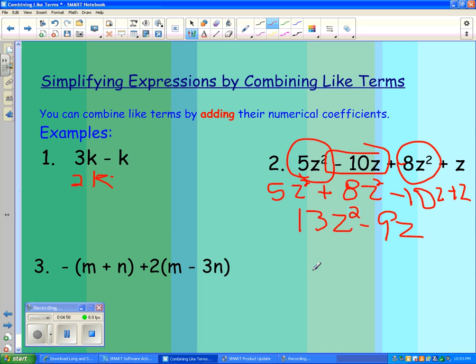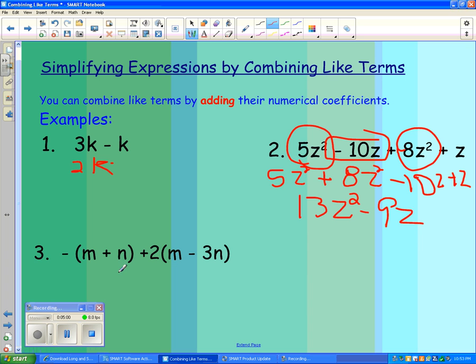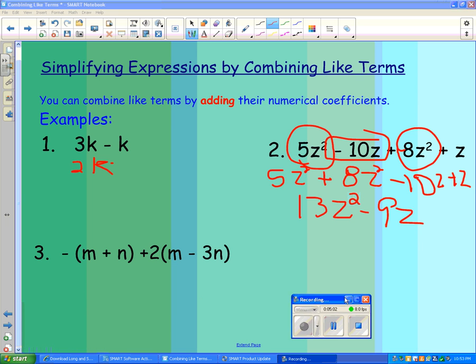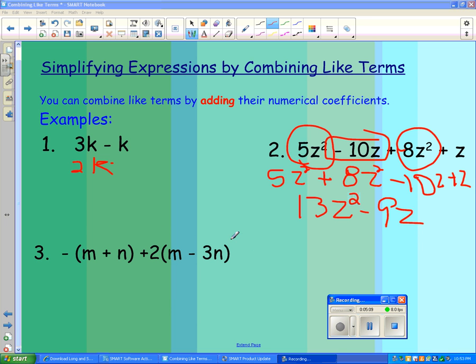Okay, now let's look at one more example. I've got, let me move this out of the way, minus the quantity m plus n in parentheses, plus 2 times the quantity m minus 3n. Whenever you see the parentheses, remember these are grouping symbols. So I'm probably going to have to distribute. And remember, the minus right here is really an understood 1. So let's go ahead and distribute before we try to combine.